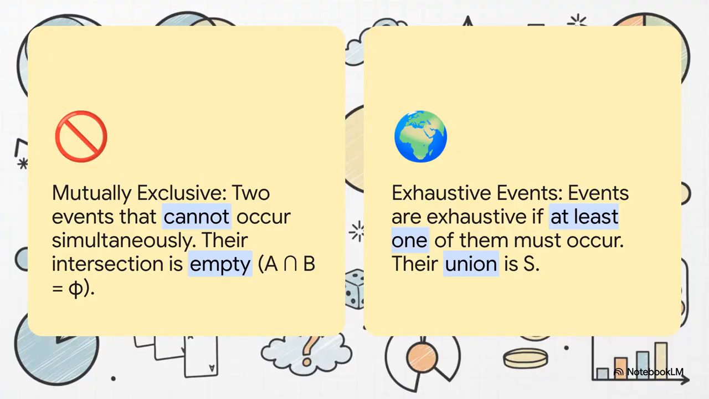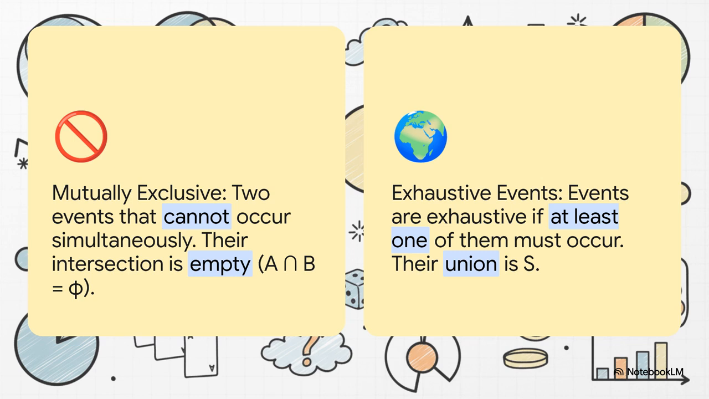Let's start with mutually exclusive. It's a very simple idea. It means two things cannot happen at the very same time. Think about it. When you toss a coin, can you get heads and tails in one toss? No. It's either heads or tails. So getting heads and getting tails are mutually exclusive.